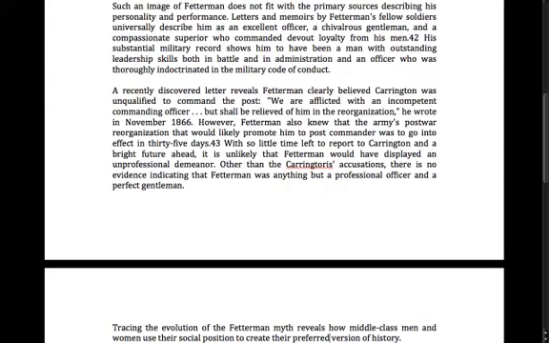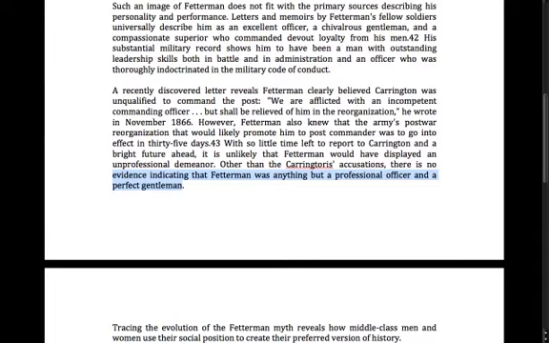The next paragraph. A recently discovered letter reveals Fetterman clearly believed Carrington was unqualified to command the post. "We are afflicted with an incompetent commanding officer, but shall be relieved of him in the reorganization," he wrote in November 1866. However, Fetterman also knew that the Army's post-war reorganization that would likely promote him to post commander was going into effect in 35 days. With so little time left to report to Carrington and a bright future ahead, it is unlikely that Fetterman would have displayed an unprofessional demeanor. Other than Carrington's accusation, there is no evidence indicating that Fetterman was anything but a professional officer and a perfect gentleman.